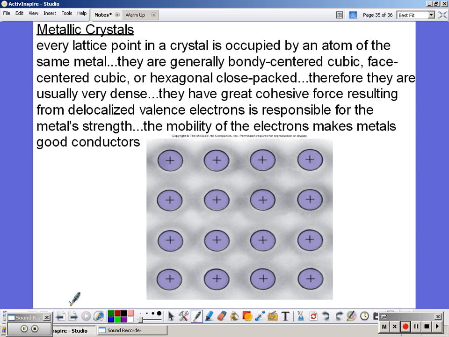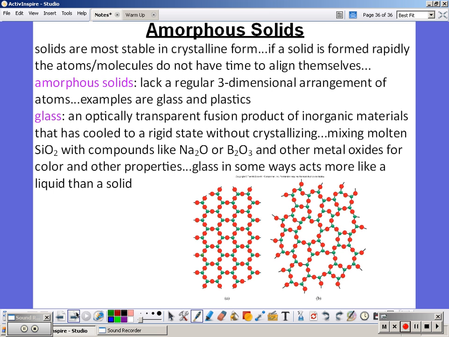Amorphous solids are less stable than crystalline forms, which are the most stable. Amorphous solids are formed rapidly when atoms and molecules don't have enough time to align themselves. So they lack a three-dimensional arrangement of atoms. Two examples that you should be aware of are glass and plastics.